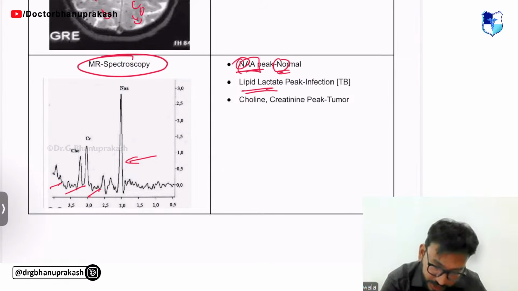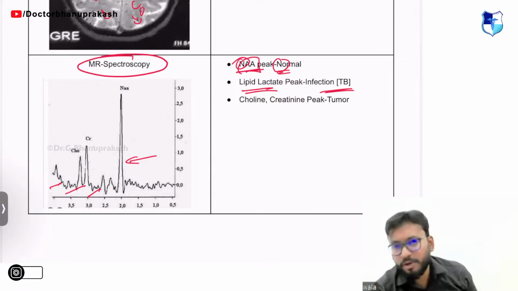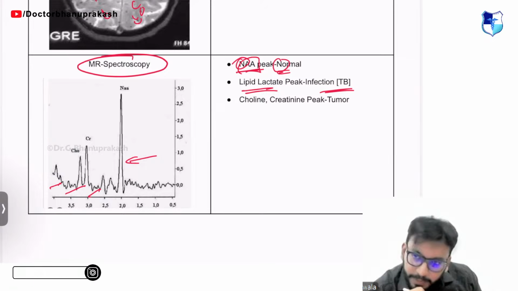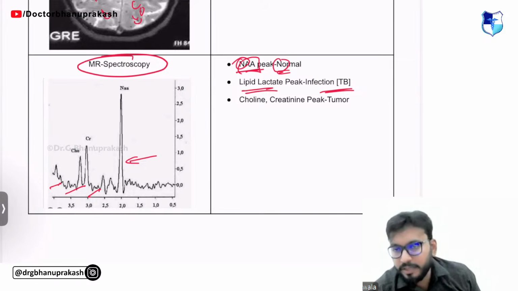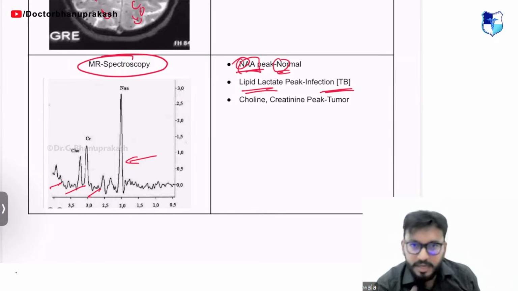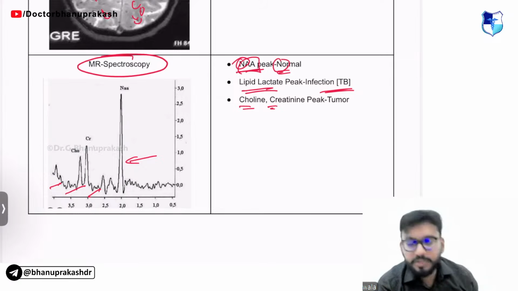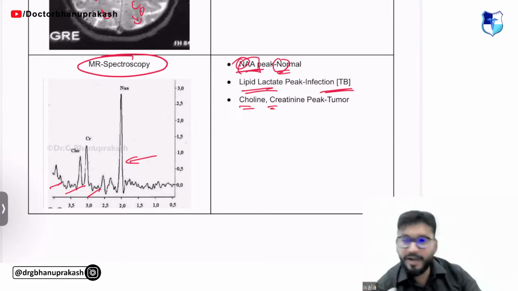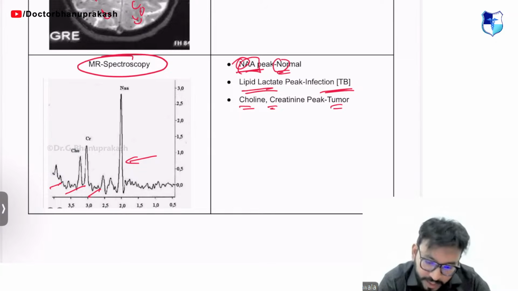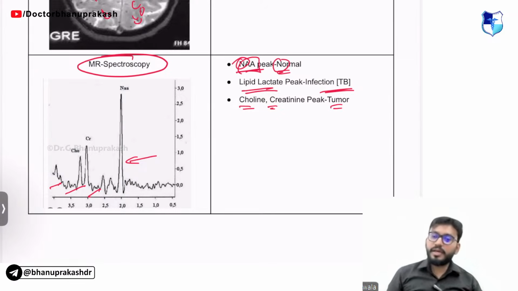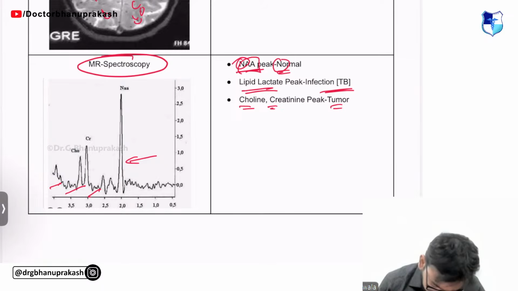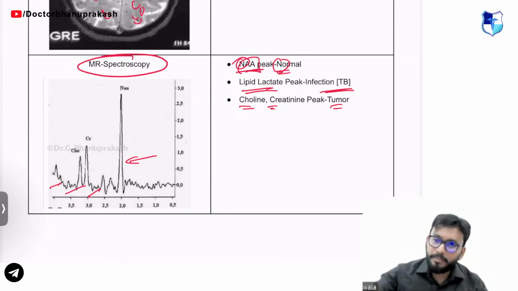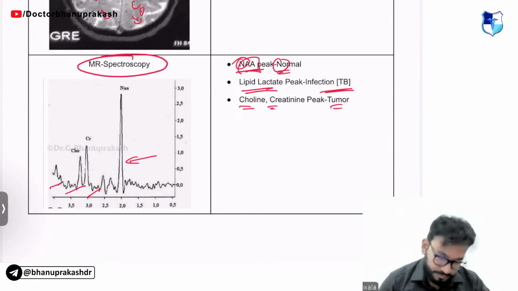Lipid lactate peak is seen in TB. How do you remember, guys? Mycobacterium tuberculosis has a cell wall made of mycolic acid, which is a lipid. So a lipid or lipid lactate peak is usually seen in tuberculosis infections of the CNS. And the choline and creatine peak: choline and creatine are used for cell turnover. Whenever cells replicate or divide, as in tumors or cancers, you get a choline creatine peak. If you remember, it's fine. If you don't, just know that lipid lactate peak is seen in tuberculosis.